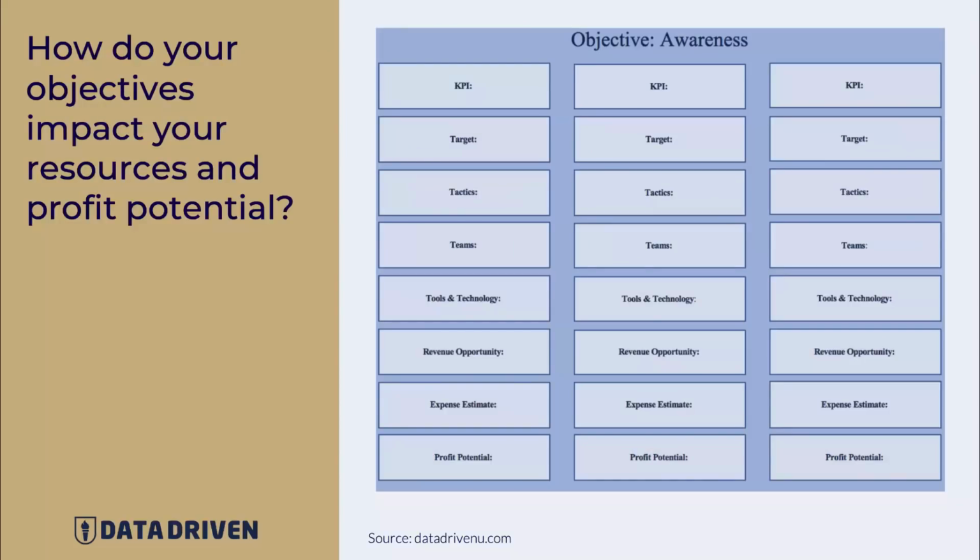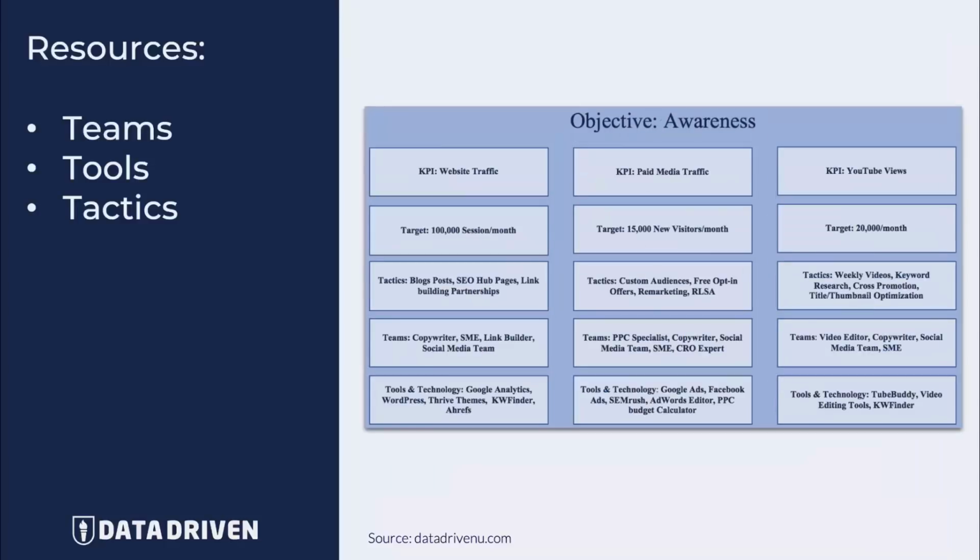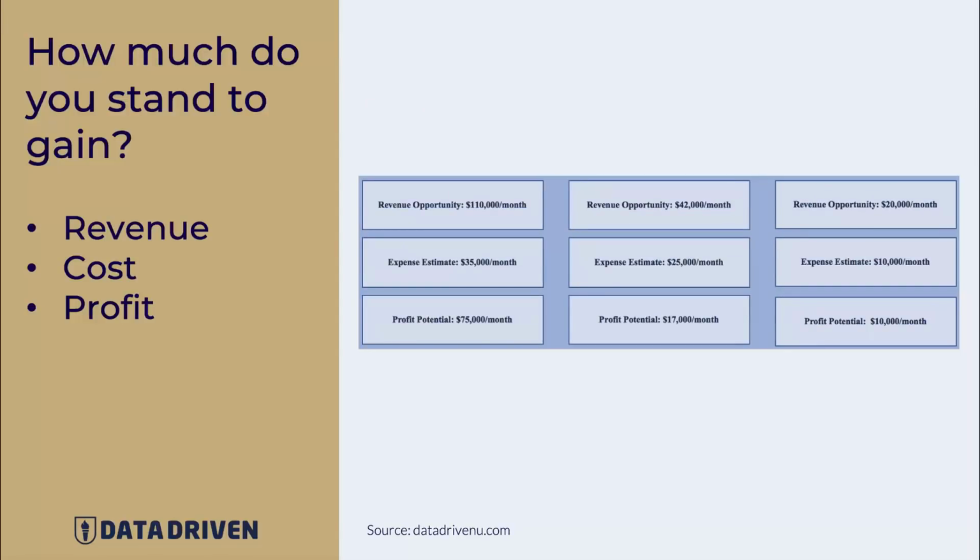Next, we want to see how our objectives impact our resources and profit potential. So within each objective, we have KPIs and targets, and then after that, we establish tactics, teams, tools and technology, as well as the numbers around the business like revenue opportunity, expense estimates, and profit potential. And so we've already talked about KPIs and targets, and so we're going to fill them into the ACES template. And then below that, we're going to get into what tactics do we need to deploy to get there, what teams should be in place to deploy those tactics, and then finally, what tools and technology are going to get us there. And then for your marketing objectives, you'll round it out with the revenue opportunity, your expense estimate, and how much profit you stand to gain from implementing this.